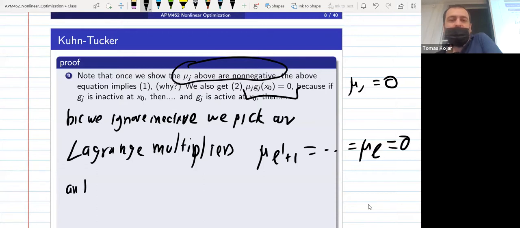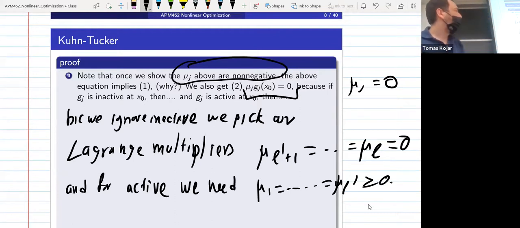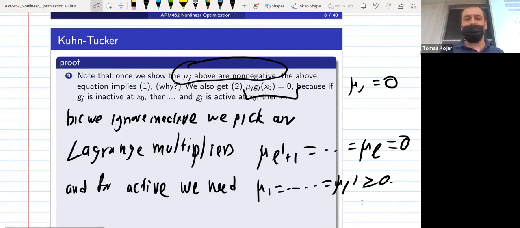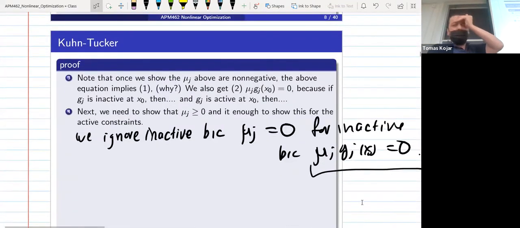And for active, we need mu 1 to mu L prime to be non-negative. I mean, that was Lagrange multipliers, right? We needed our Lagrange multipliers to be what? Okay, we'll talk about this. We'll do examples. I don't know what to say. So let me finish with the review, then we'll take a break.